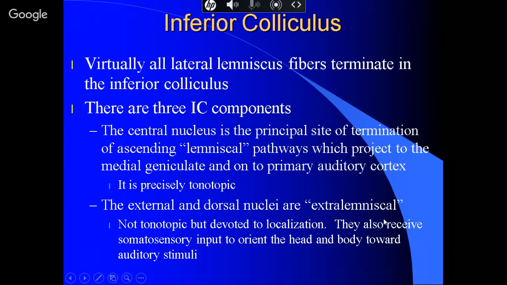The extralemniscal pathway no longer cares about frequency. Once it's figured out the localization, it really doesn't matter what the frequency was or even how loud it was. It just wants to know where it was. Okay, different system altogether for what was the sound. And it's not tonotopic. It loses all of that information. It doesn't need it. It's already heavily processed information. This is a much more faithful rendition of what the sound really was.